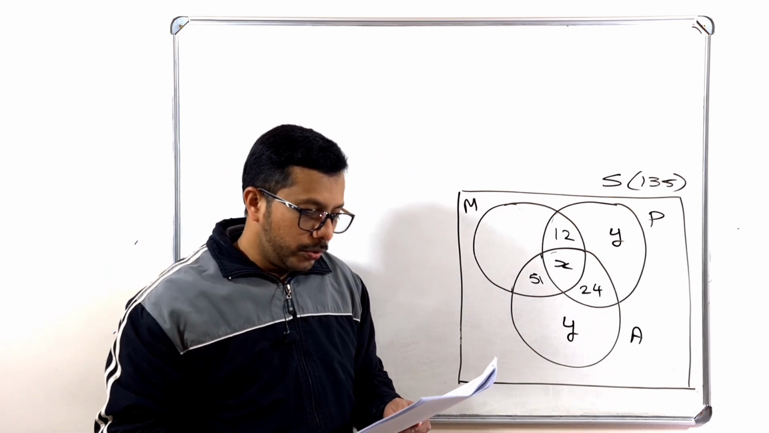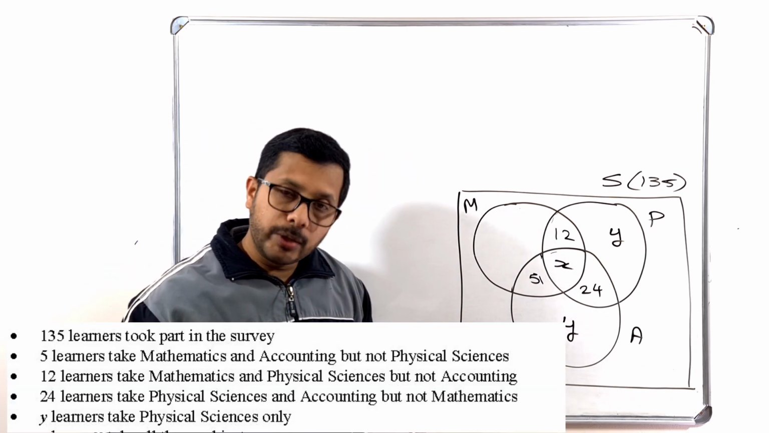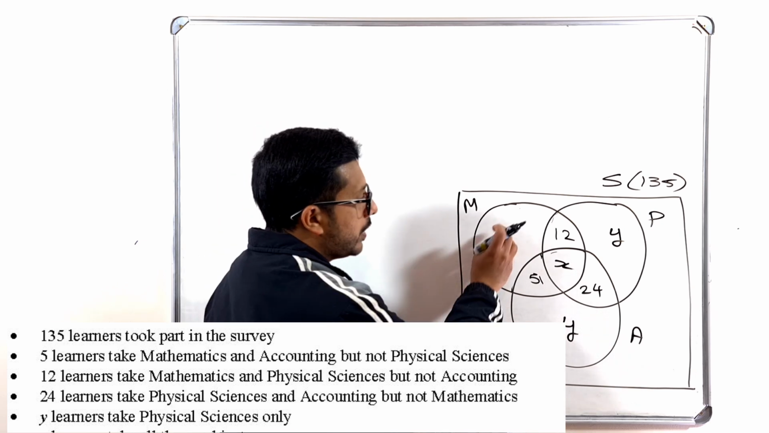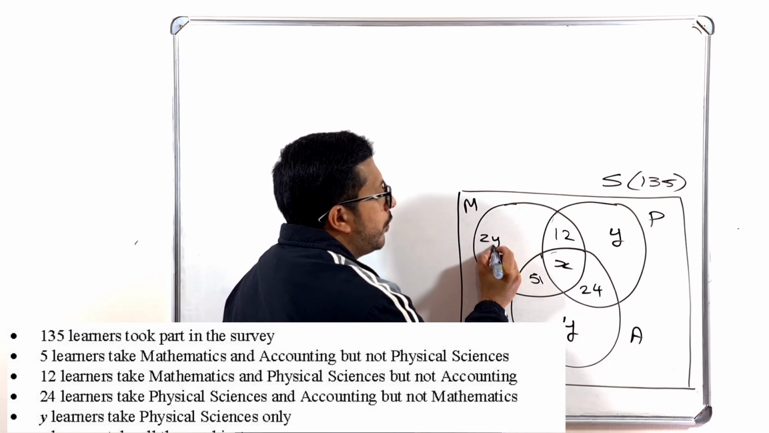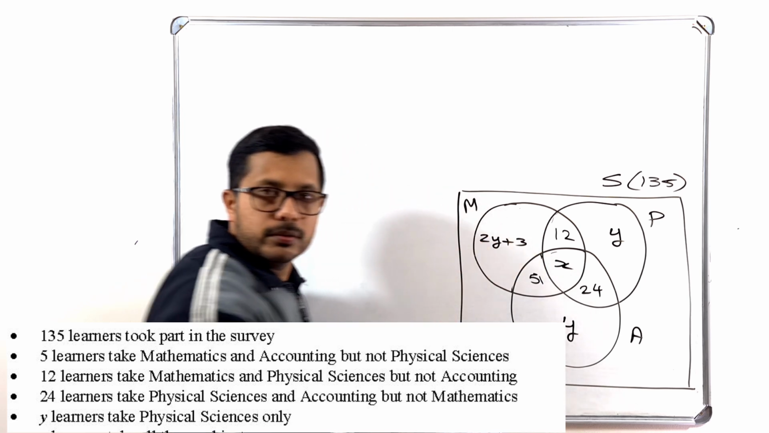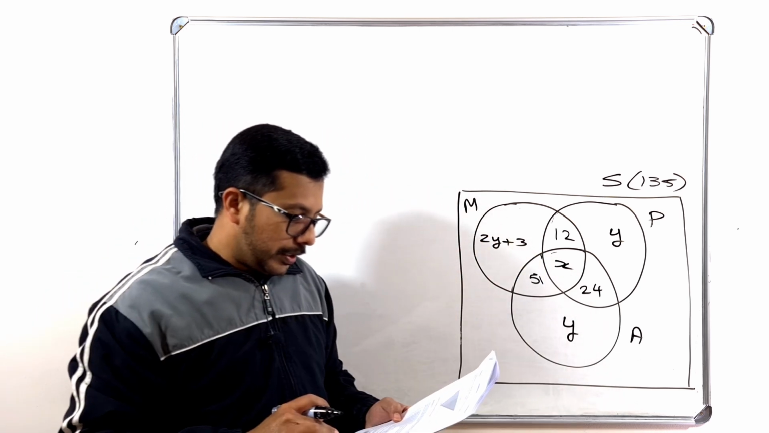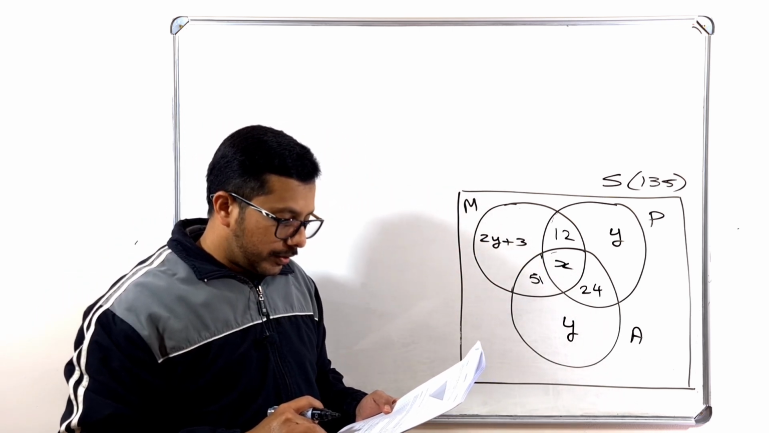Now 2y plus 3 learners take mathematics only. This is the area for mathematics. So what is that one? 2y plus 3.